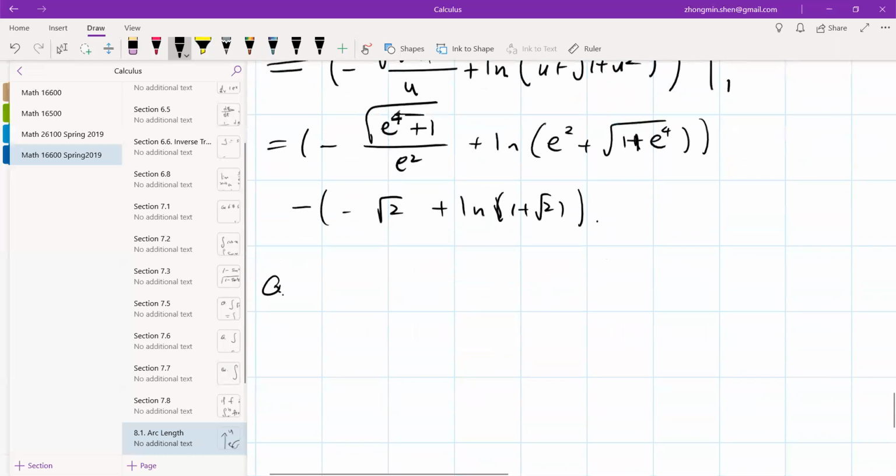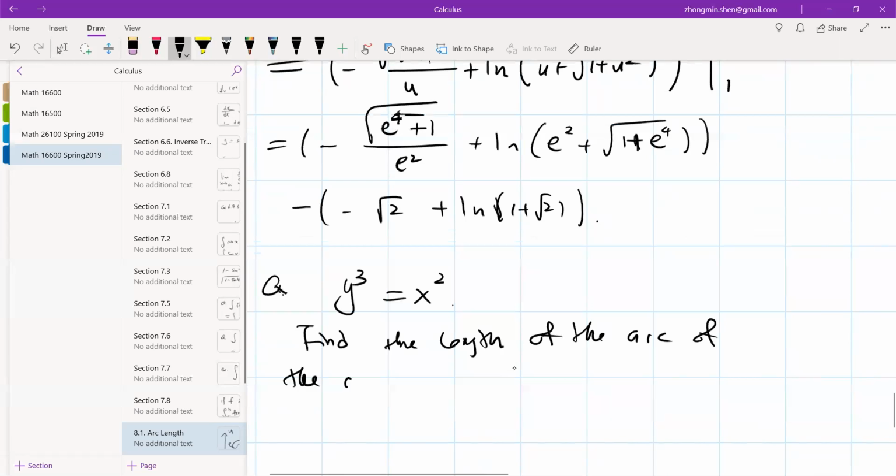Okay, so let's look at another curve. The curve is given by the equation y cubed equals x squared. Find the length of the arc of the curve from the point (-1, 1) to the point (8, 4).